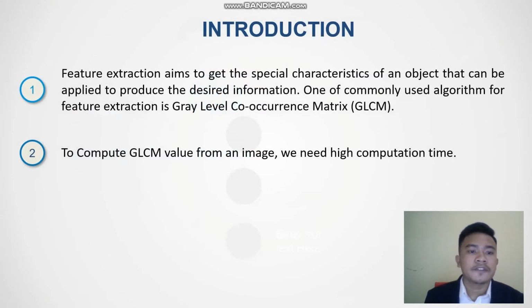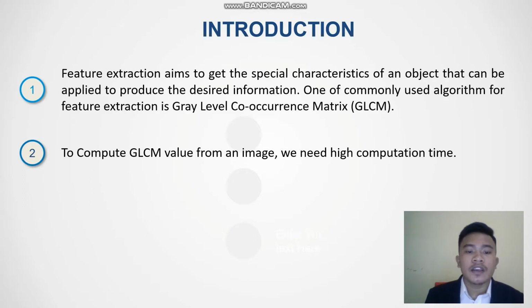Introduction. Feature extraction aims to get the spatial characteristic of an object that can be applied to produce the desired information. The feature extraction in this paper uses the second order statistical discovered by Haralick. One of the commonly used algorithms for feature extraction is the gray-level concurrence matrix, or GLCM. To compute the GLCM value from an image, we need high computation time.